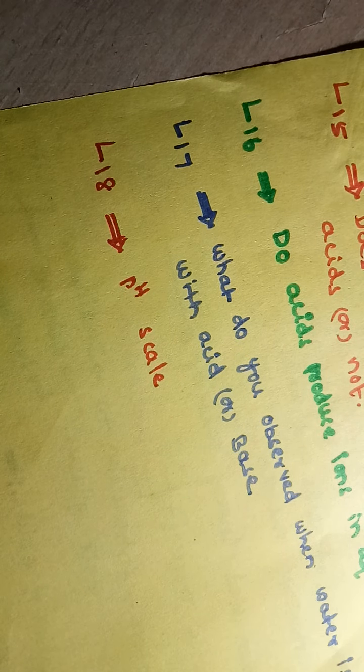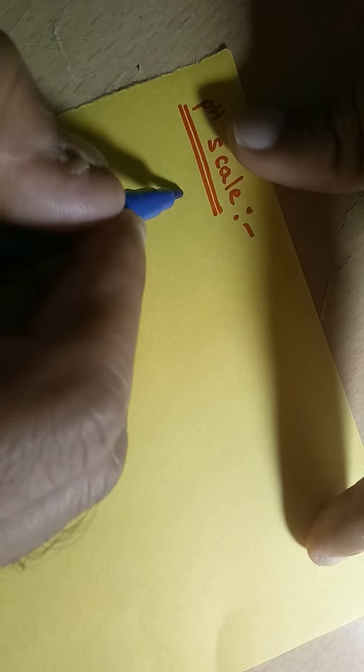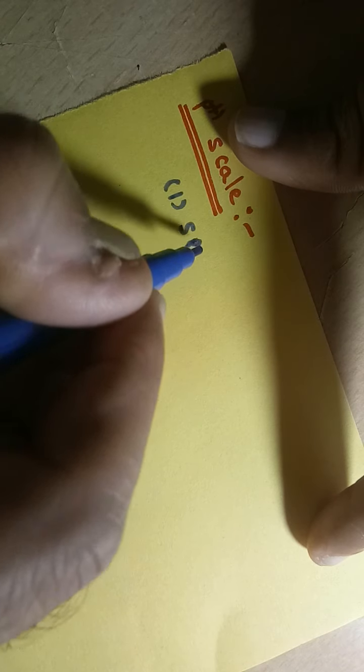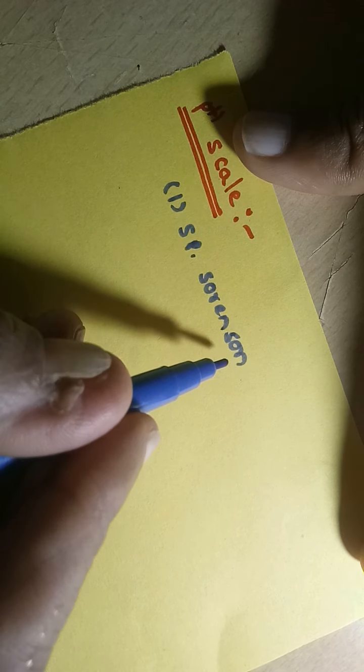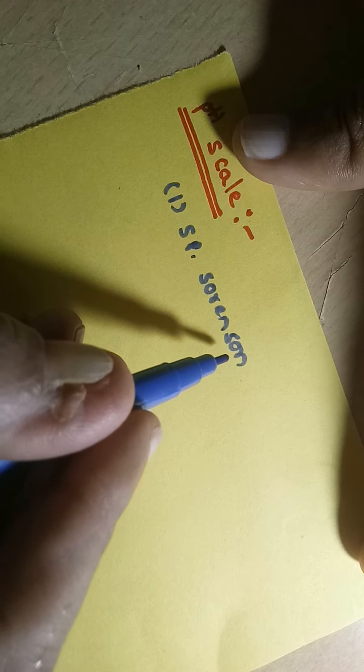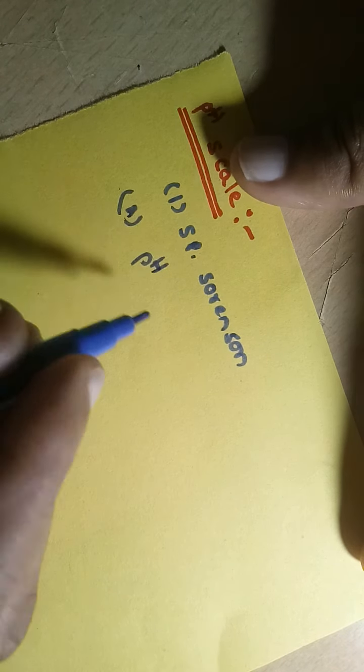The pH scale was introduced by S.P. Sorensen. Who introduced it? S.P. Sorensen. He belongs to Germany. So S.P. Sorensen introduced the pH scale. What is meant by pH?